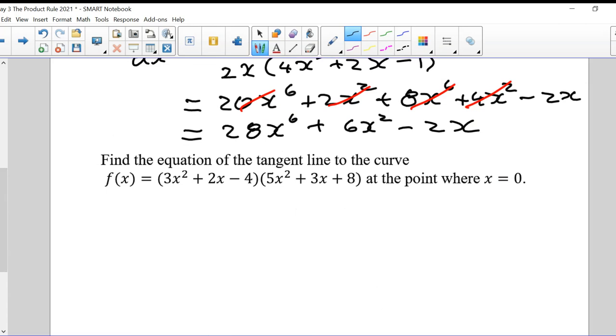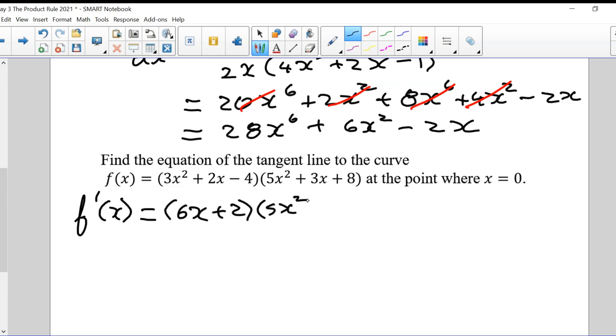Now let's try that on this question, and also go further and answer the question as to the equation of the tangent line when x is equal to 0. So let's go through this process. Remember, I'm looking for my f prime of x, that's the same thing as dy/dx. So that's going to be equal to the first function derived, which would be 6x plus 2, times the second function underived.